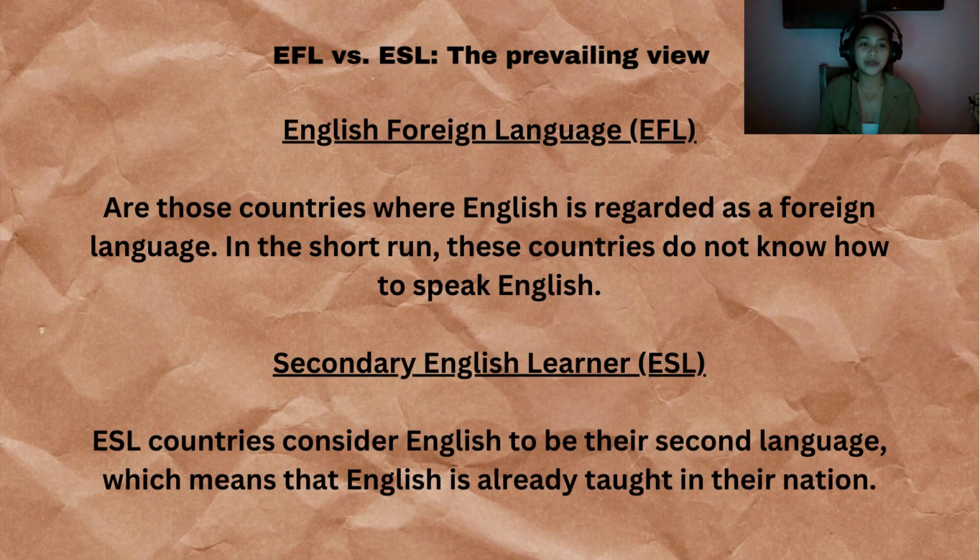EFL versus ESL, the prevailing view. English as a foreign language, in short EFL, refers to those countries where English is regarded as a foreign language. In short, these countries do not know how to speak English. English as a second language, in short ESL, means that the countries consider English to be their second language, which means that English is already taught in their nation.